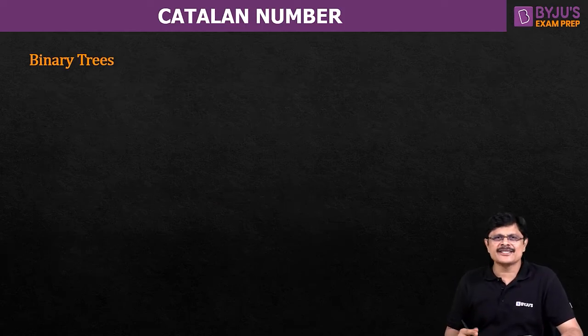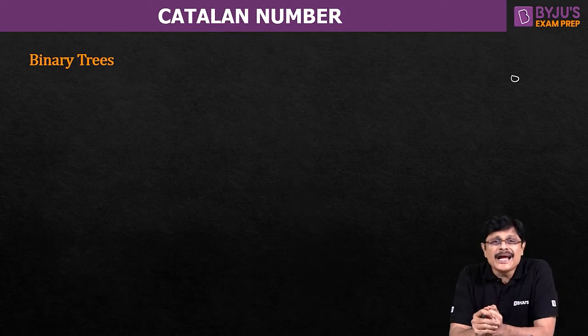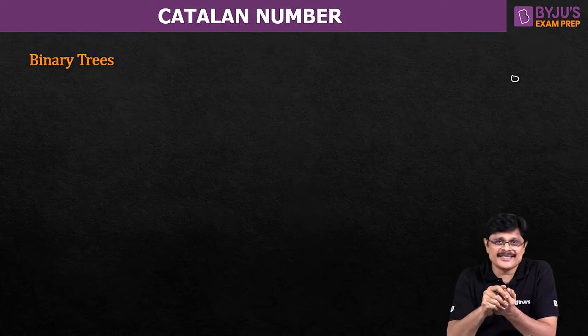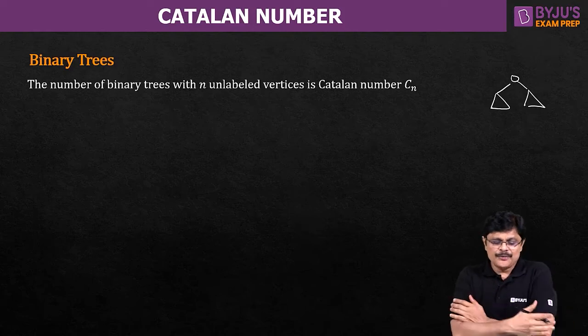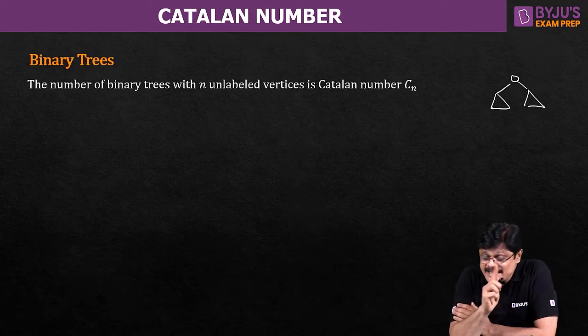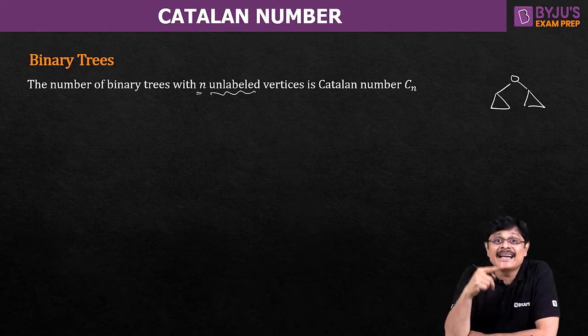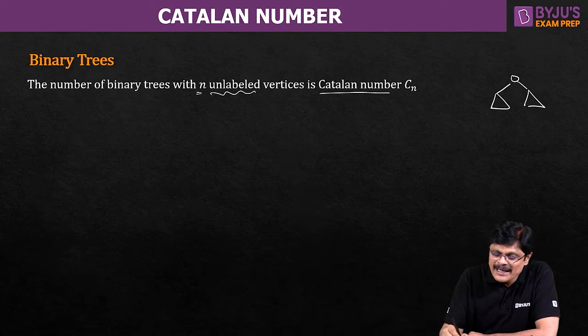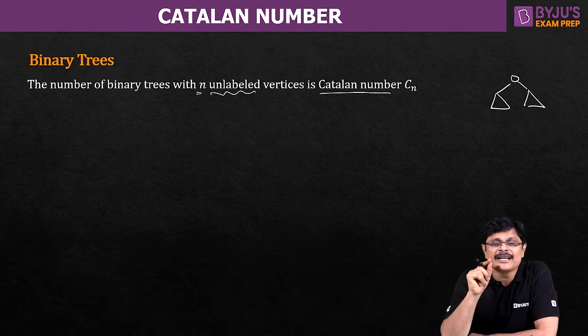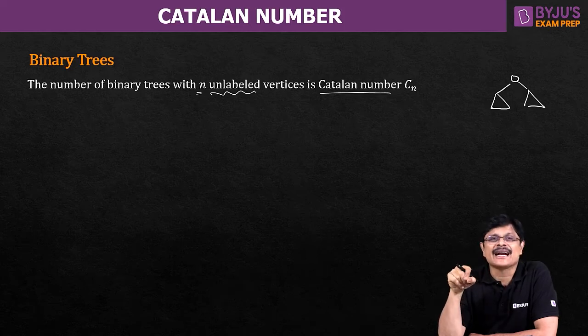What is a binary tree, my dear friends? There is a designated node called the root, and the remaining nodes are partitioned into two binary trees called the left subtree and right subtree. Got it? Now, the number of binary trees, please see this carefully, the number of binary trees with n unlabeled vertices. With labelings, the story may be different, but with unlabeled vertices it is given by the Catalan number. The number of binary trees with n vertices, people say, but please be careful, it is n unlabeled vertices. Am I clear? With n unlabeled vertices it is given by the Catalan number Cn.